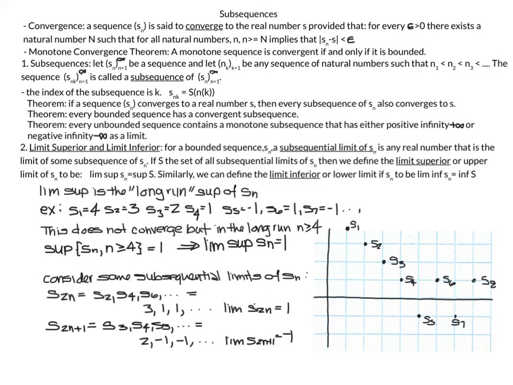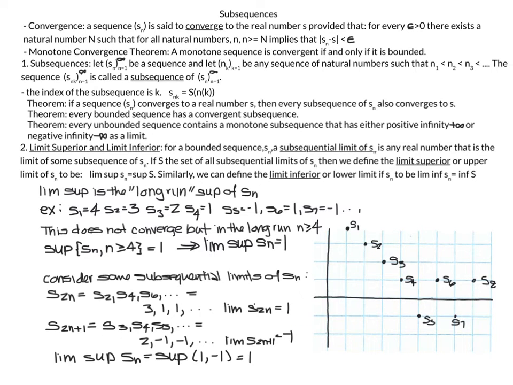If, on the other hand, we looked at S2n plus 1, that's the subsequence of odd numbers, S3, S5, S7. So S3 starts at 2, S5 is negative 1, S7 is negative 1, and we continue, and they're all negative 1, which means the limit of S2n plus 1 is equal to negative 1.